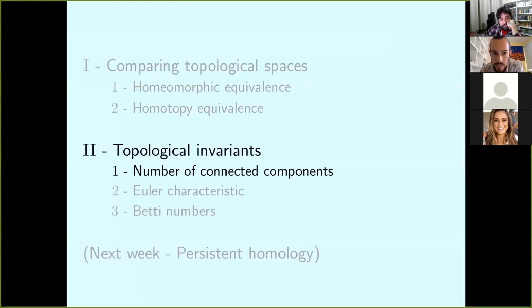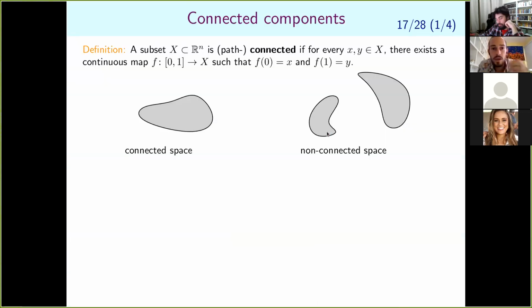So let's define some features, some invariants. I will start with the number of connected components. So I have to define what is a connected space. Actually here, a path connected space.